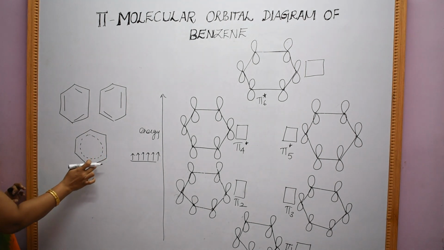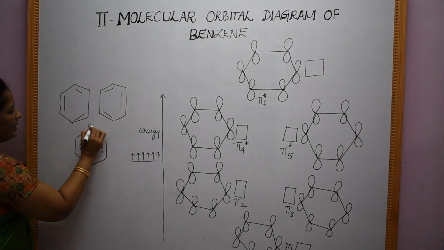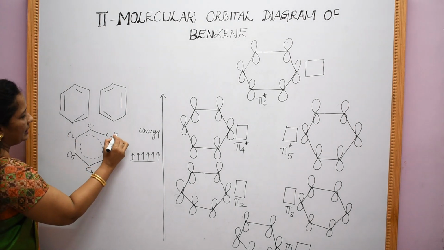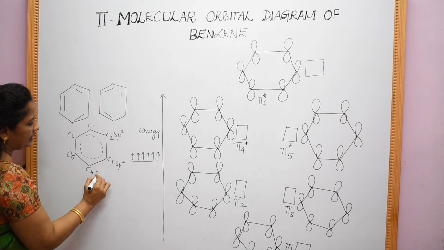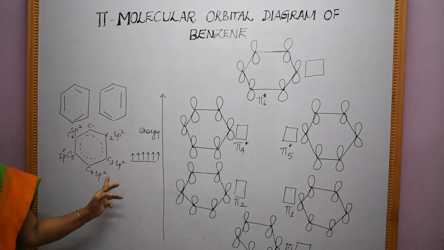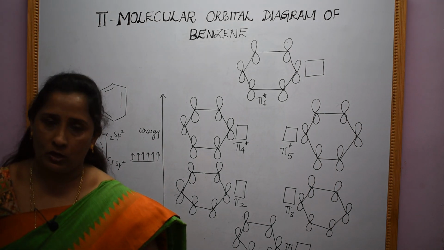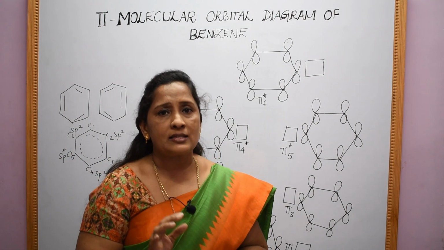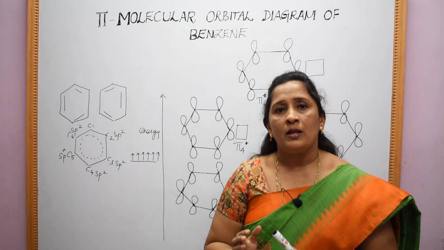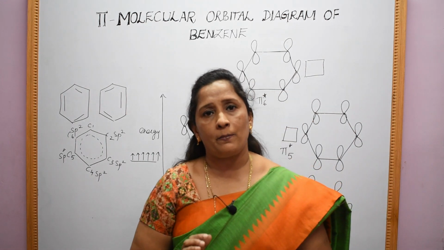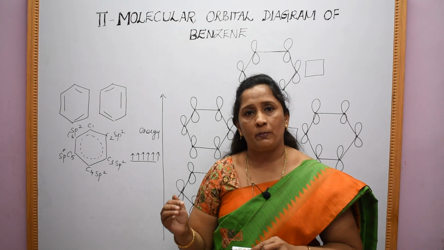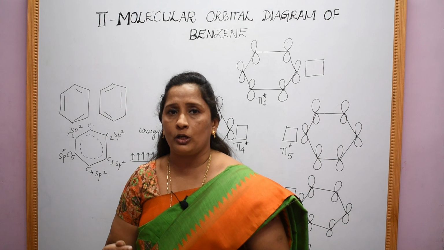Now, each carbon atom of benzene is sp2 hybridized, and each sp2 hybridized carbon atom has one unhybridized p orbital. Therefore we have 6 unhybridized p orbitals in benzene. And in a pi molecular system, the number of pi orbitals formed is equal to the number of unhybridized p orbitals. Since we have 6 unhybridized p orbitals in benzene, we expect 6 pi molecular orbitals.